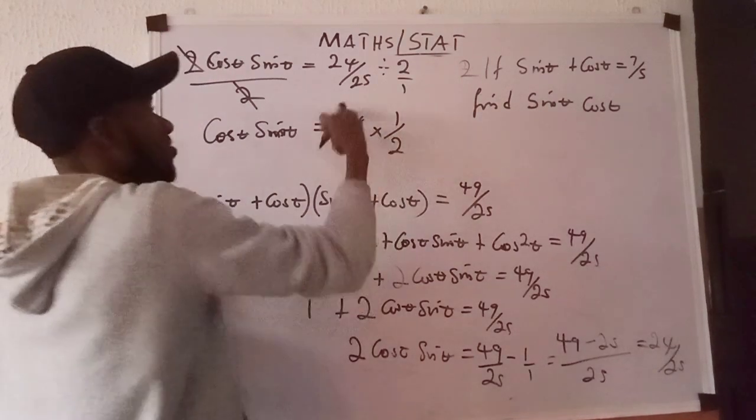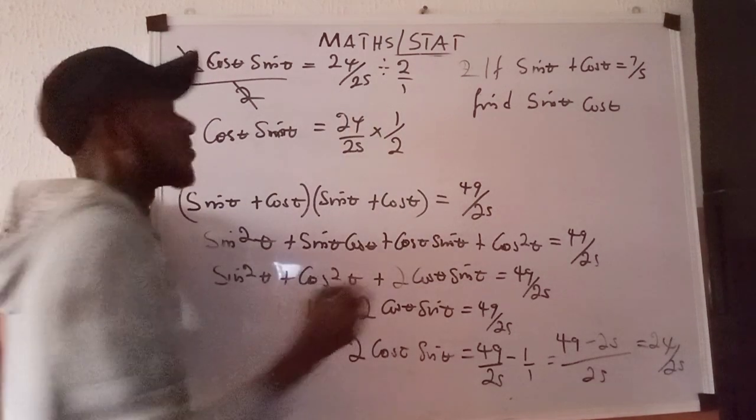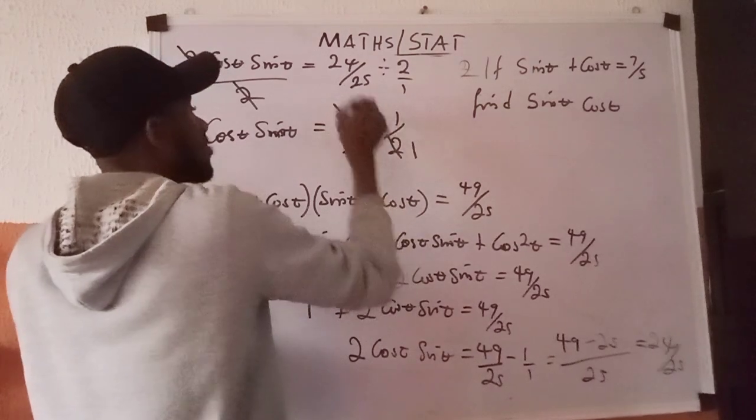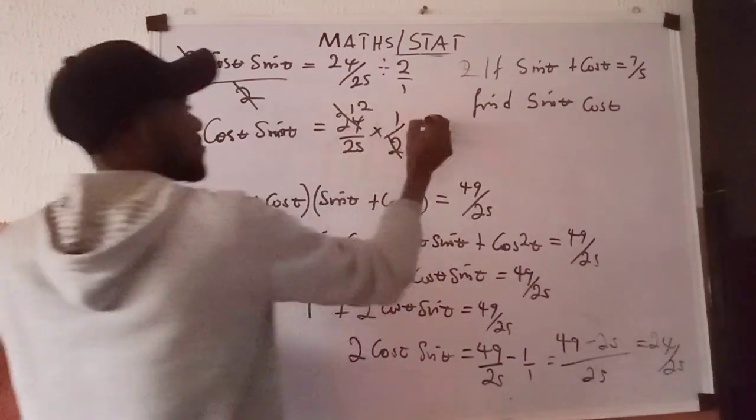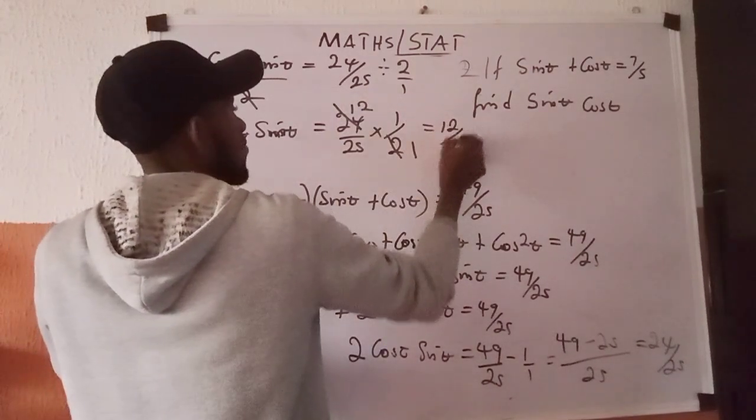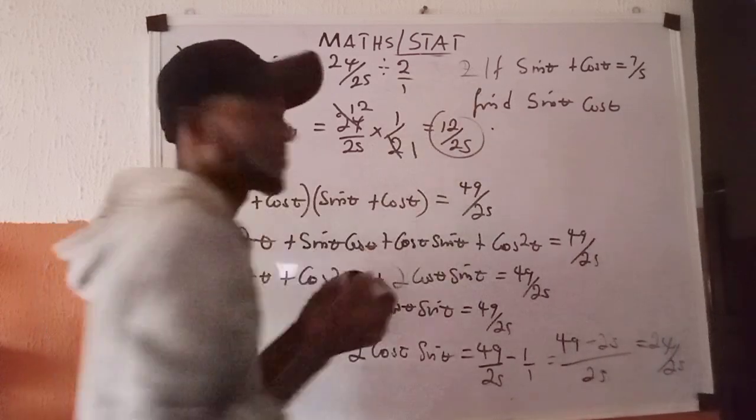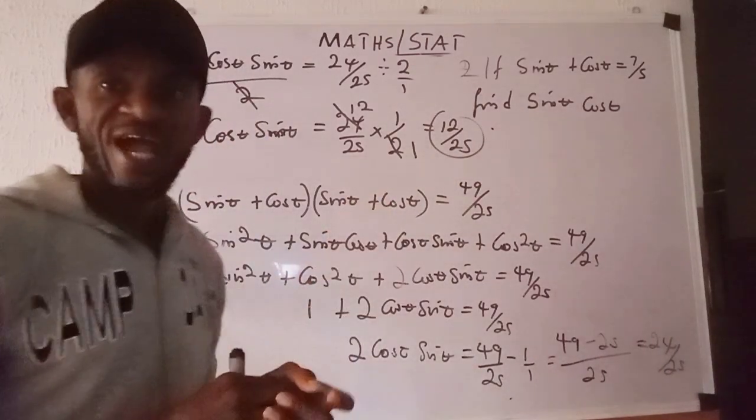Here I have 2, 2 can go into 24. So 2 here is 1, and 2 into 24 is what? 12. So this thing becomes 12 all over 25. And that becomes our answer.